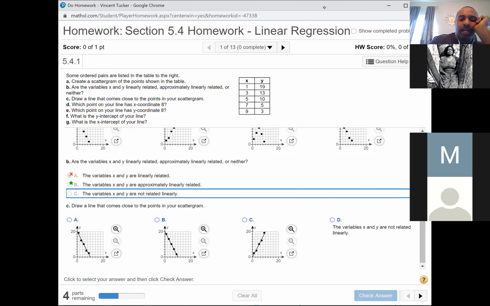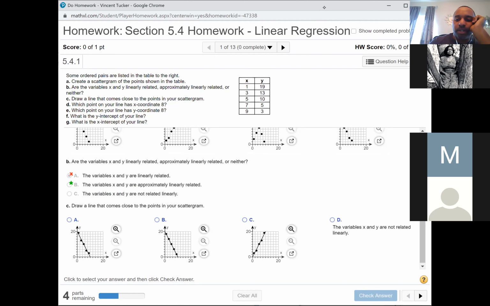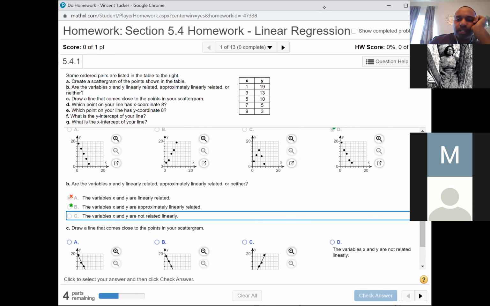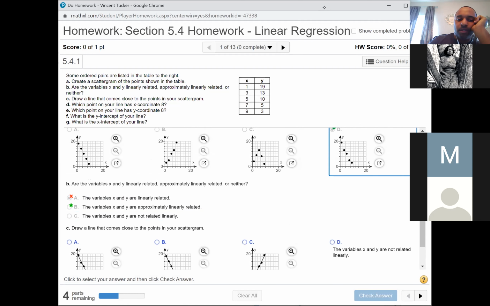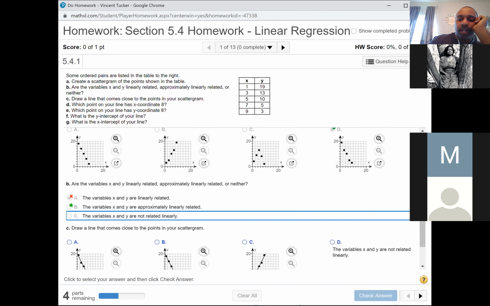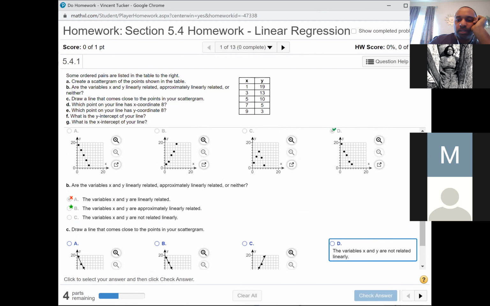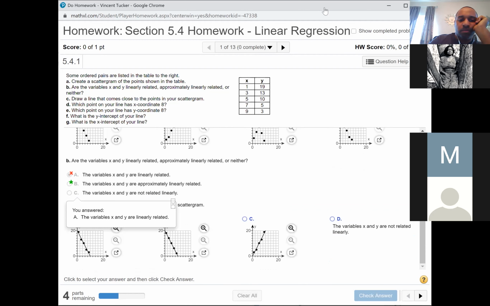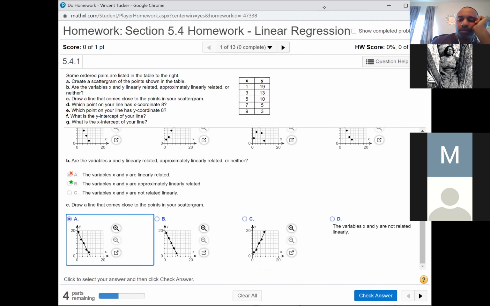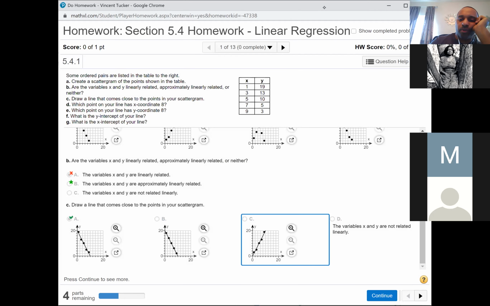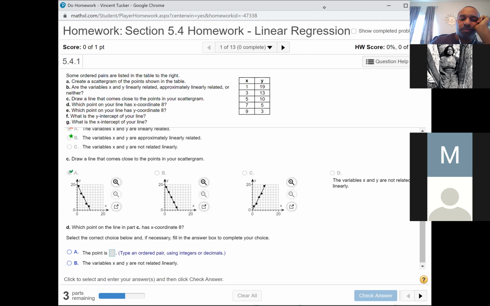And then draw a line that comes close to the points in your diagram. So the first thing you do is recognize what D looked like. D is your original graph, and they want you to draw a line through it, so that should be A. They just want you to draw a line through it as a summary of the linear relationship.